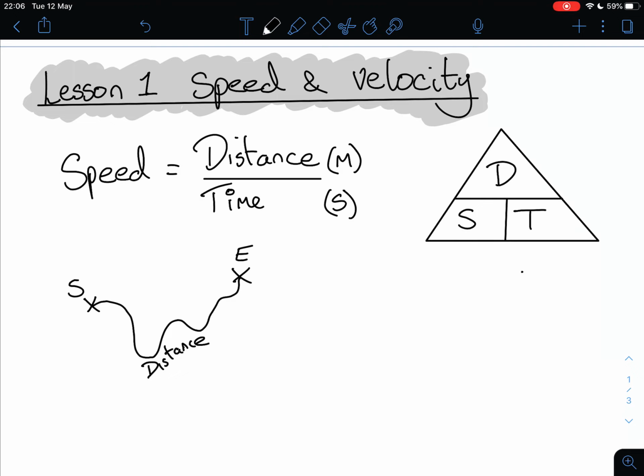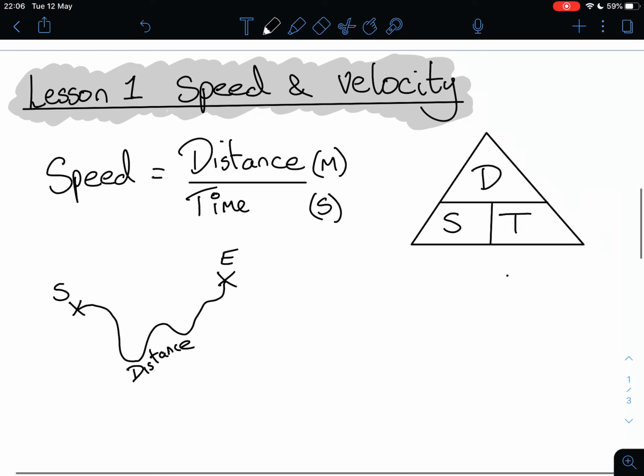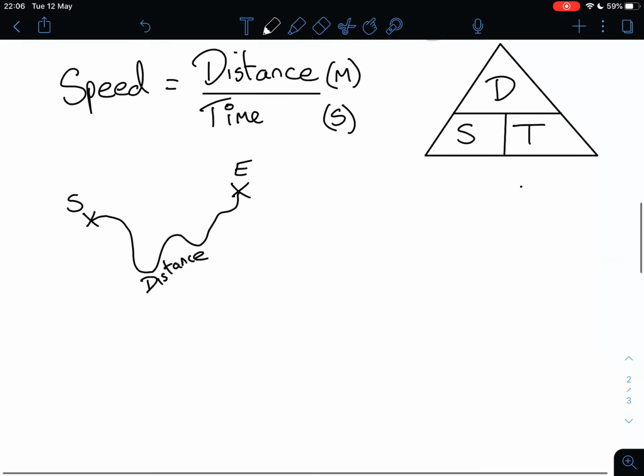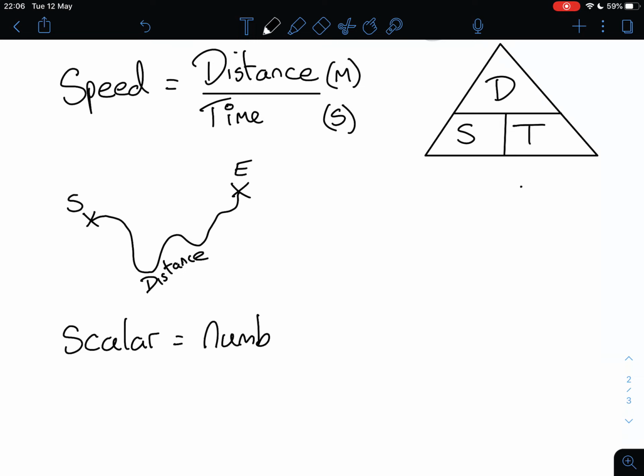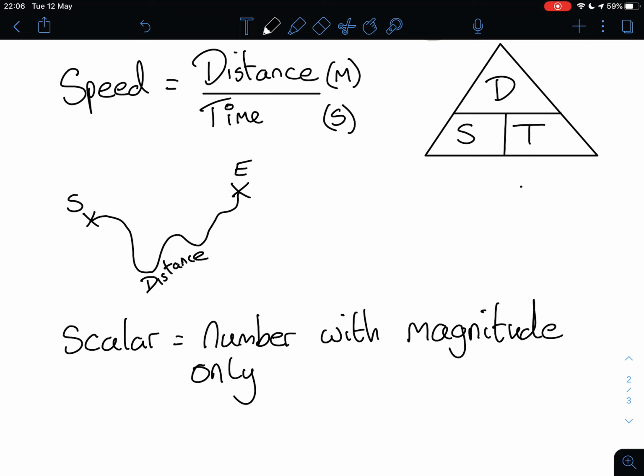Now, this is a form of a number called a scalar. You may have come across this in mathematics. A scalar is a number with magnitude only.